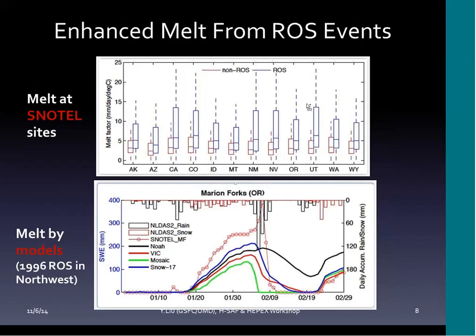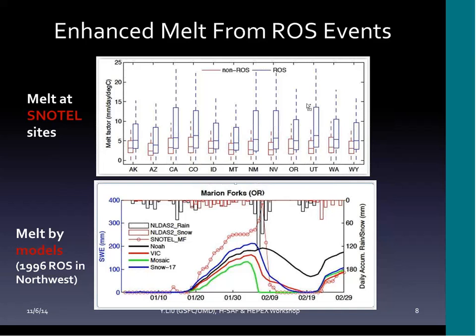As I mentioned, we need a good model to start with in order for data assimilation to work. Look at this during these rain-on-snow events. You see here we are looking at the melt factor derived from snow tail observations. If there is no rain, the snow melts much more slowly. But if there are rain-on-snow events, it melts much more quickly.